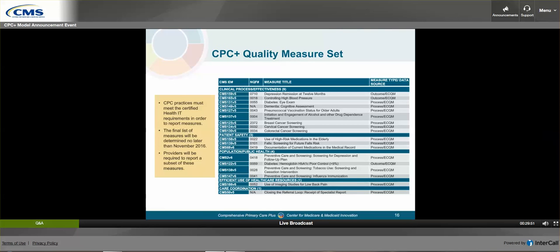So I talked on the last slide about ECQMs, and this table is a comprehensive list of measures from which practices will choose to report a subset. Please refer to Appendix D of the RFA to take a closer look at this list, which will be finalized later this year. It will encompass the 5 domains of clinical process and effectiveness, patient safety, population and public health, efficient use of healthcare resources, and care coordination.